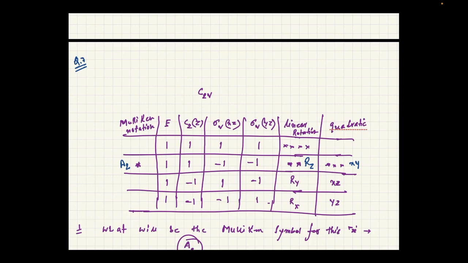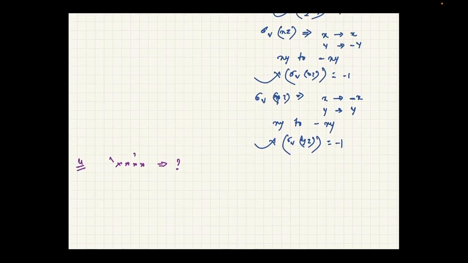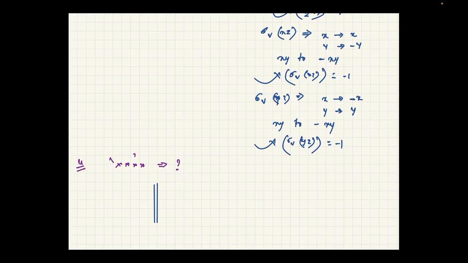So for the identity operation, if you take z, the character will be 1. C2 z means rotation along the z axis, character will be 1. Sigma v xz, vertical plane containing x and z axis, character will be 1. Sigma v yz, that means the vertical plane of symmetry containing y and z axis, character will be again 1. So here easily you can see that for the linear rotation, z can act as a basis. So here the answer will be z.